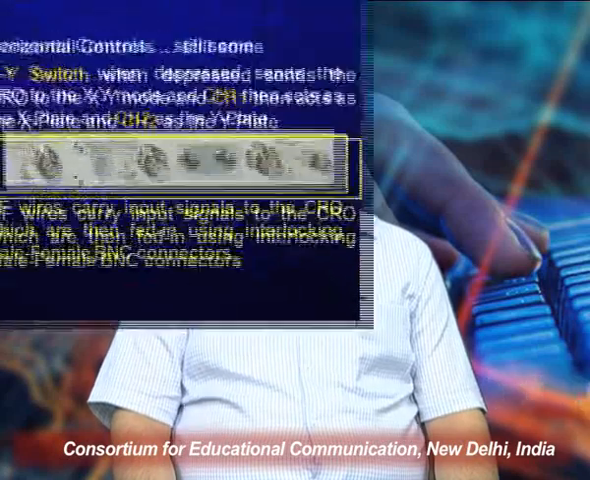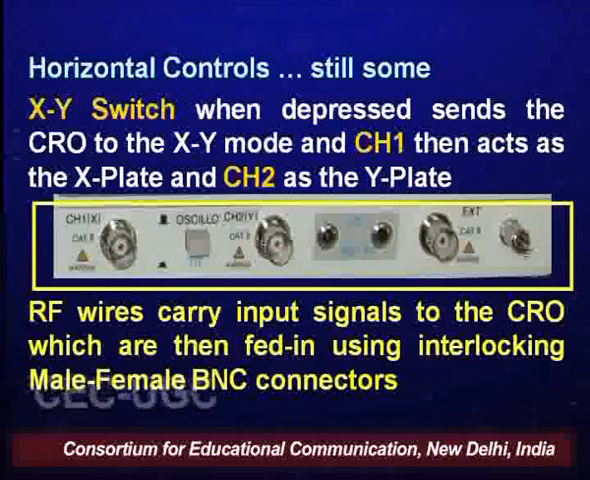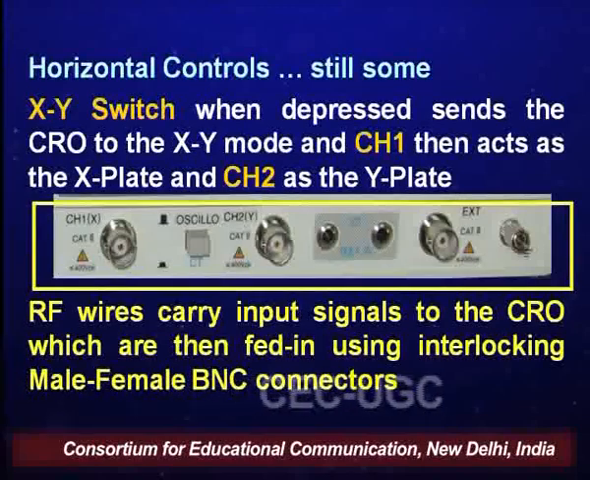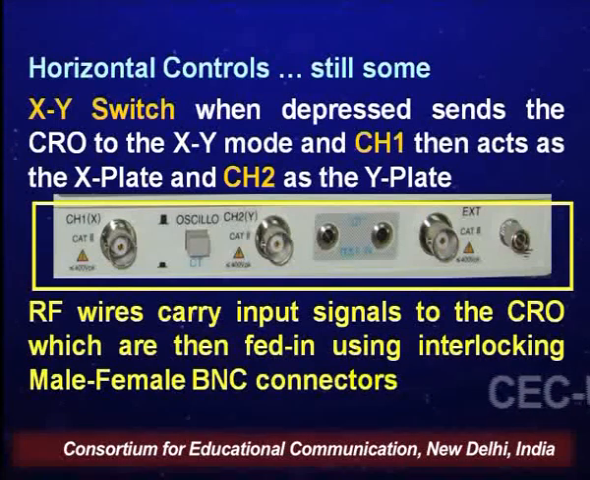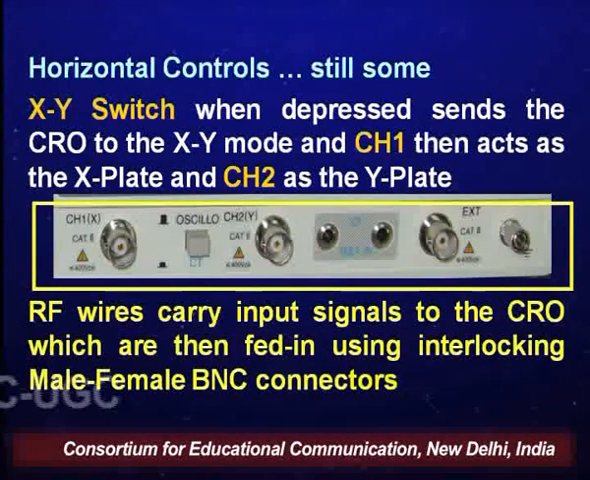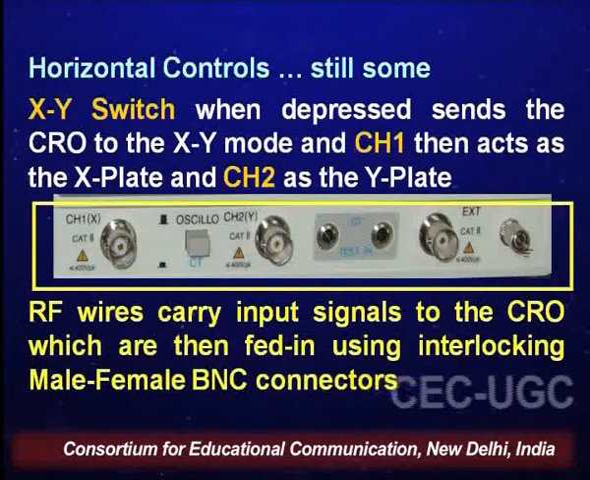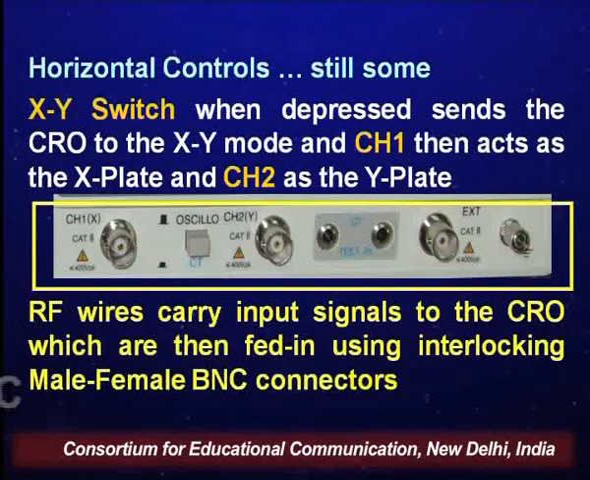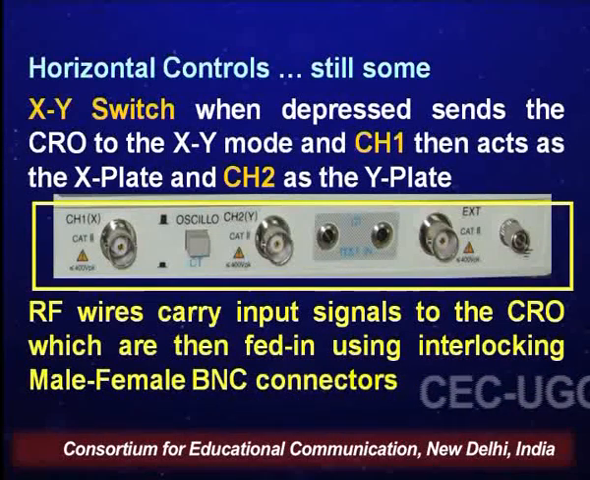Horizontal controls also have an XY switch, and when it is depressed, then out of the 2 input channels, one input channel can behave as the X while the other behaves as the Y. This is of great use when looking at phase measurement using Lissajous figures. We run the CRO in the XY mode, wherein we have 2 different input signals which may have the same amplitude, but they have different phases.